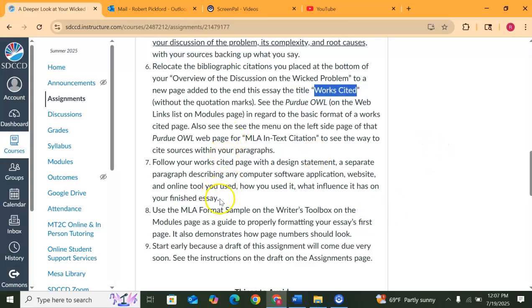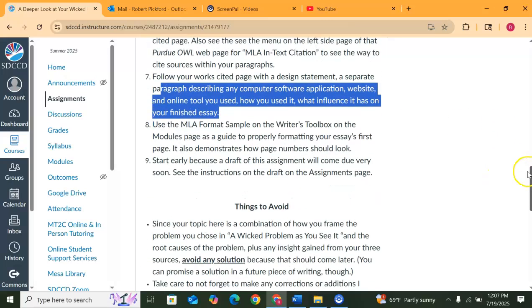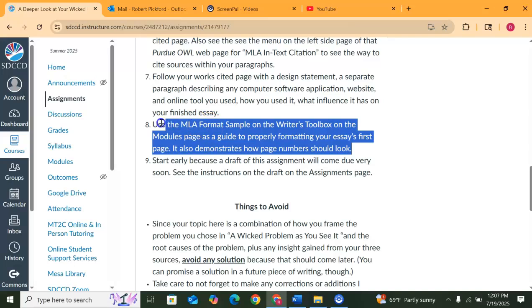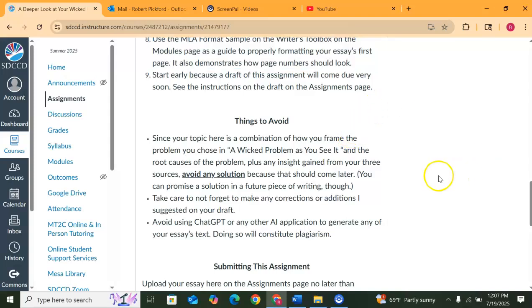Now there will be another design statement, nothing new there. Also, the layout will look a bit different. Some of you already used the MLA format sample I had in the Writer's Toolbox on the modules page. Everyone else, take a good look at it. It shows you how that first page should look and how your page numbers should look.